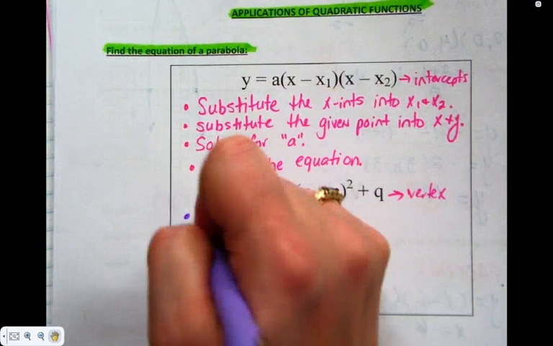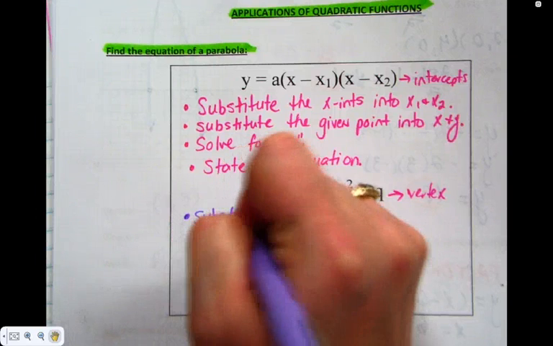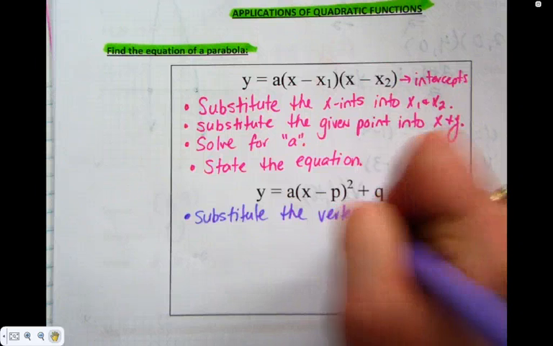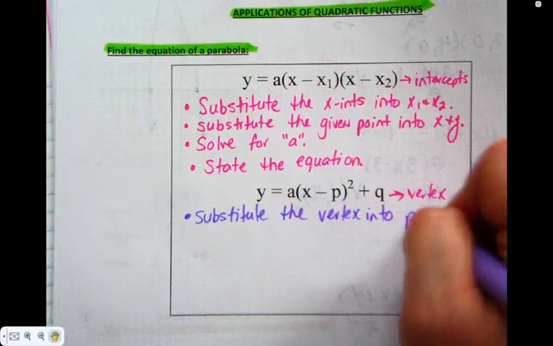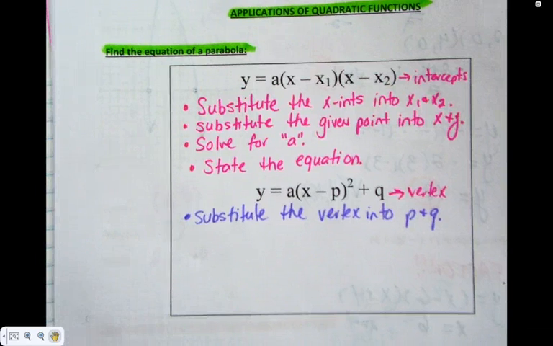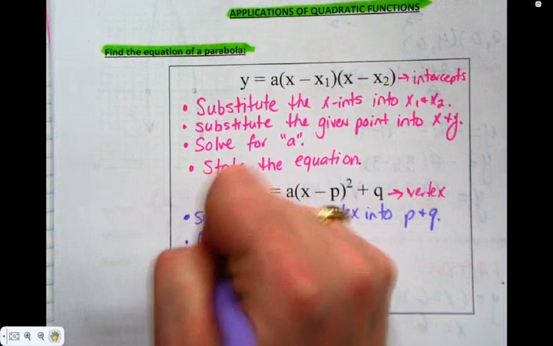Form number 2, you're going to substitute the vertex into p and q. Then follow steps 2 to 4 above.